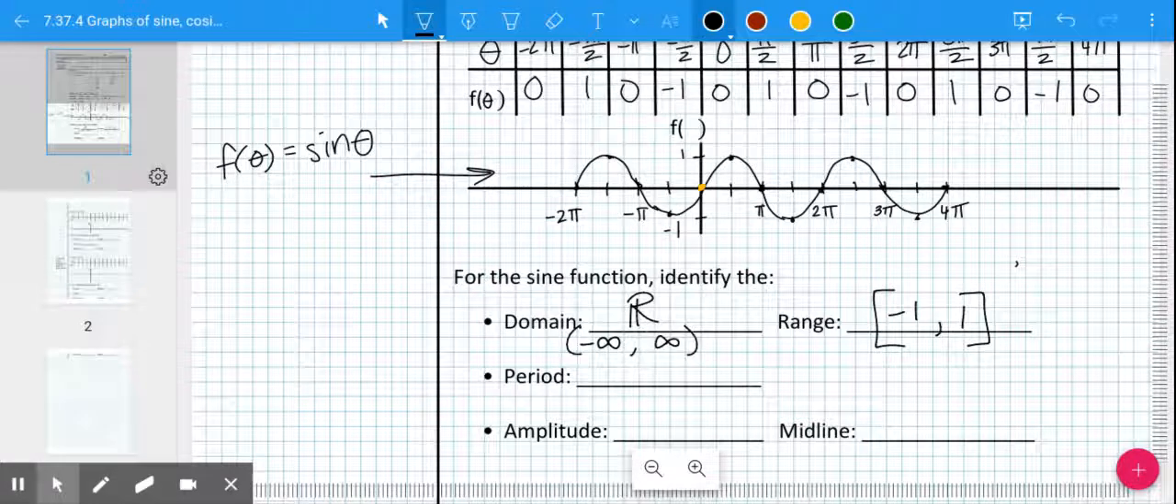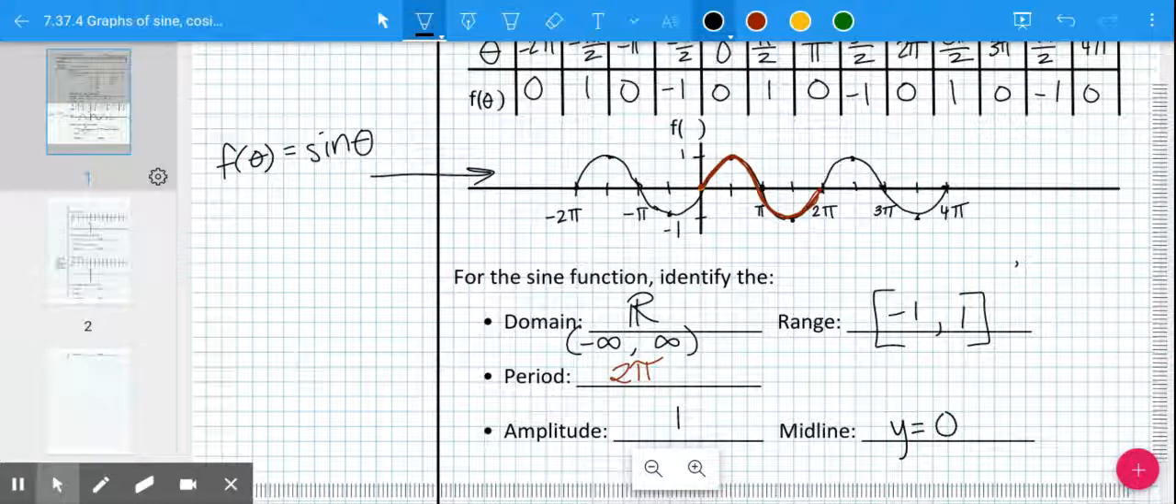The period. From yesterday, the period is how long this thing goes until it starts to repeat itself. So I have just gone over one full period of this graph. After 2 pi, it starts to repeat itself again and again and again. So the period for this function, cosine as well, is 2 pi. The amplitude is the height from the middle, which is 1, and the midline is y equals 0.